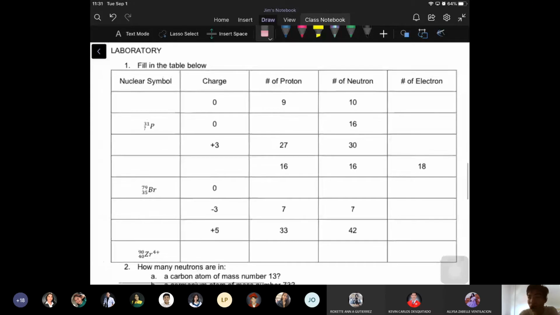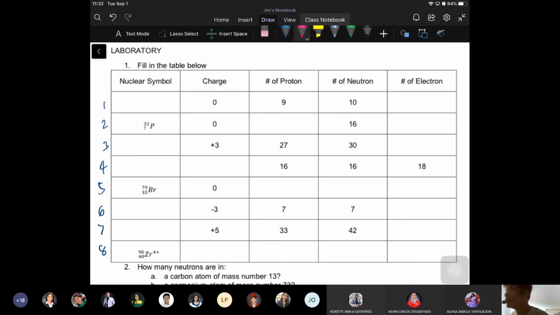So yan, laboratory number 1. Let's fill out this table. So on this table, we have the nuclear symbols in here. This is the charge of your atom. This is the proton, the neutron, and the electron. So we're going to fill this table now with appropriate values that correspond to a certain element that we are pertaining to. Okay, so I'll start with number 1. Mamaya kayo naman yung magsasagot. Magre-recite kayo. And so we have 8 items to answer.